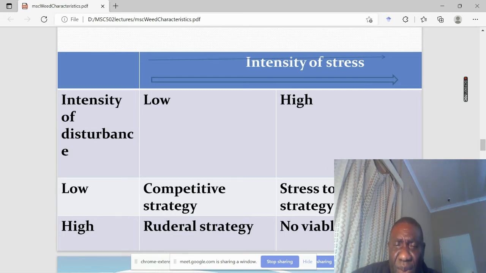Then we also have an interaction of high stress and high disturbance. This is not a viable strategy. Probably this may represent some deserts or a coastline, which are always disturbed by water movement, or deserts where there's extreme stress.